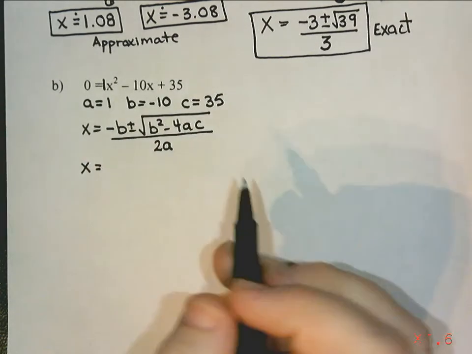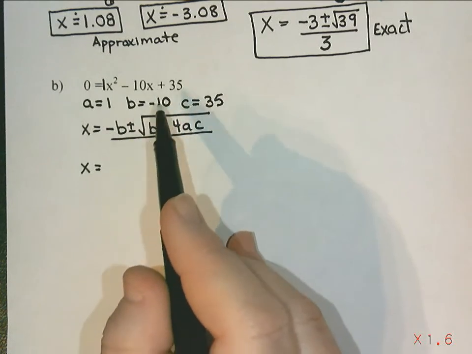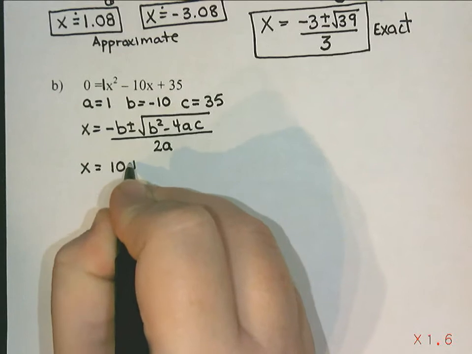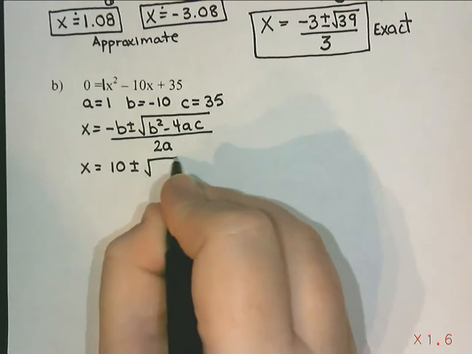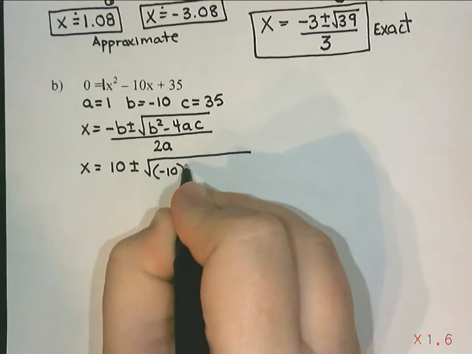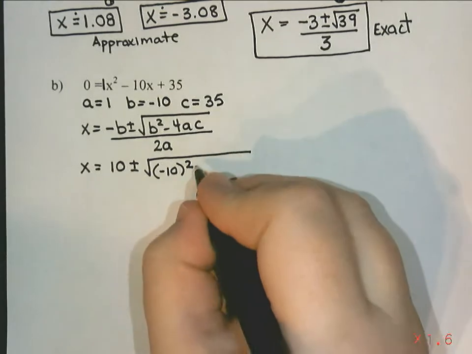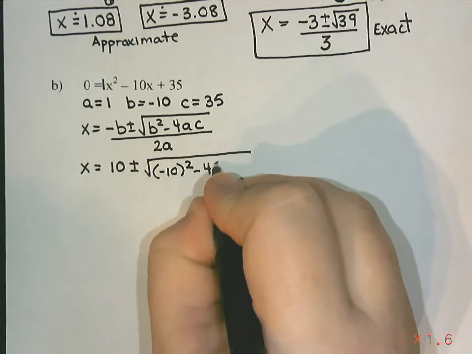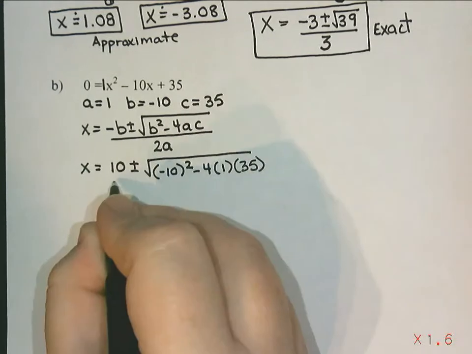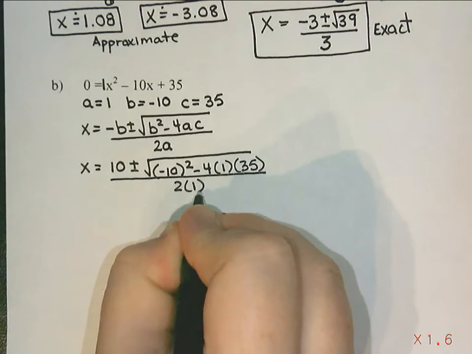So negative b, this time we have negative 10. A negative makes a positive, so it actually ends up being positive 10 plus or minus the square root of. Now, it's negative 10, so it does need to go in brackets. It'll help you with your calculator before you square it. Minus 4 times a, which is 1, times c, which is 35. And then that is all divided by 2 times 1.